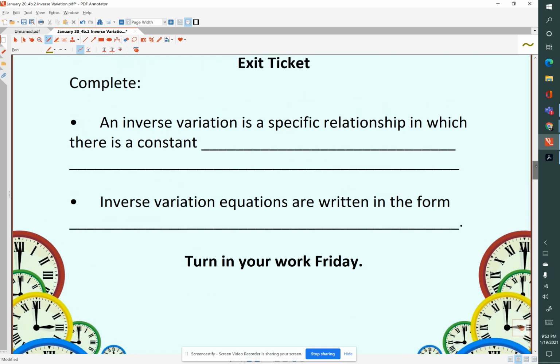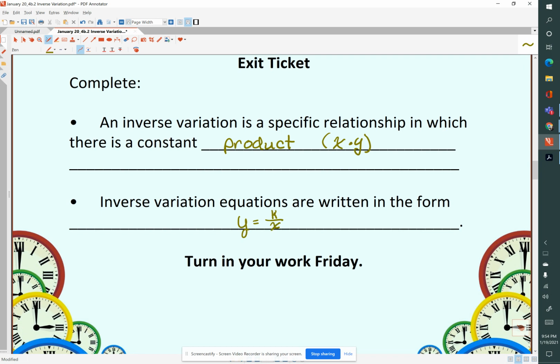An inverse variation is a specific relationship in which there is a constant product. Product is the answer you get when you multiply, and it's a product of x times y. That's why we multiplied those values in the ordered pairs. And inverse variation equations are written in the form y equals k divided by x.